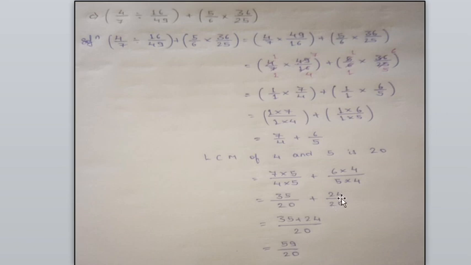Here we got the denominator as same. So we will write the LCM as 20 and we perform the addition between the numerators. So then (35 + 24)/20, and 35 plus 24 is 59, so the answer is 59/20.